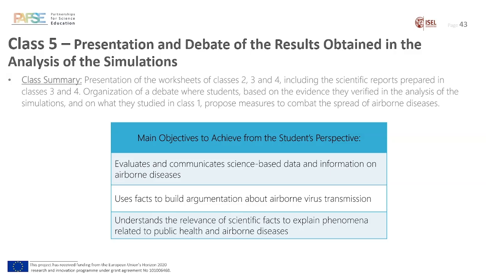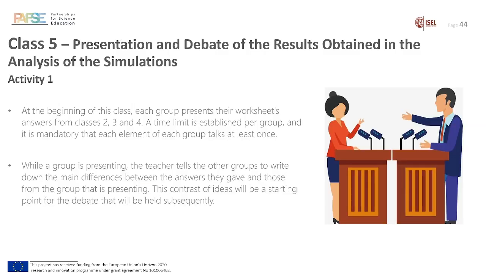And finally, at class 5, they should present the results of the worksheets of class 2, 3, and 4, including the scientific report made in classes 3 and 4, and it should be organized as a debate where students, based on evidence, verify the analysis of the simulations and what they studied in the first classes. They propose measures to combat the spread of airborne diseases.